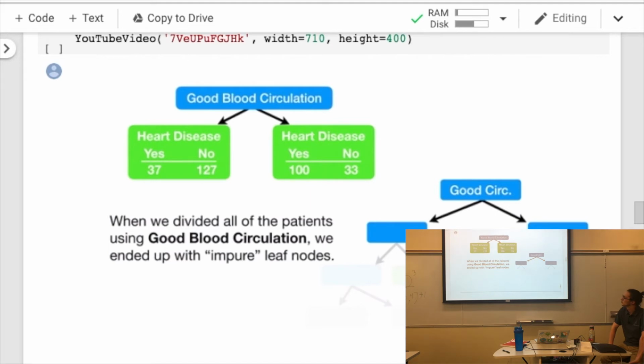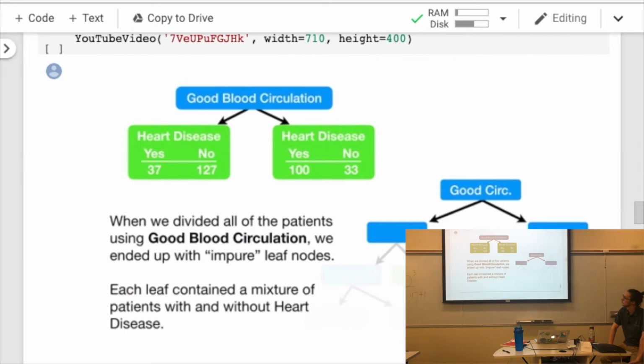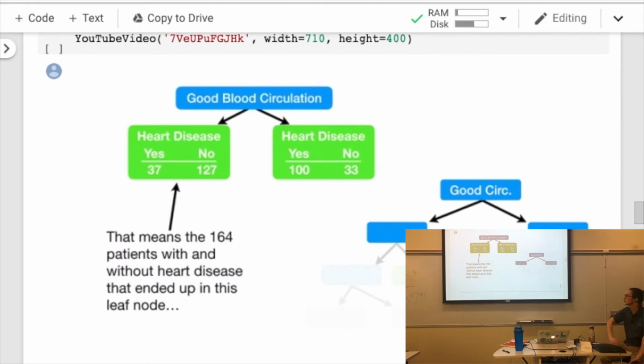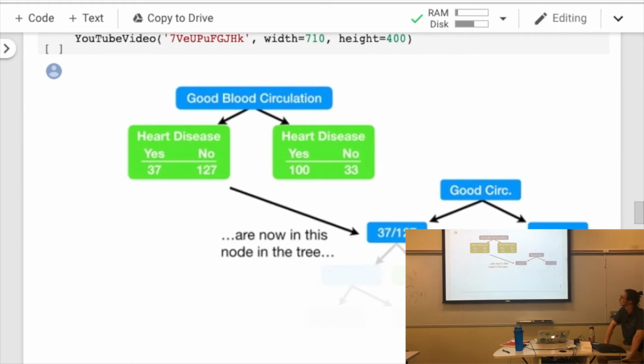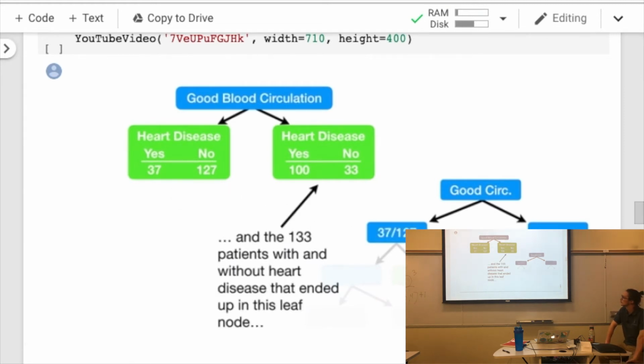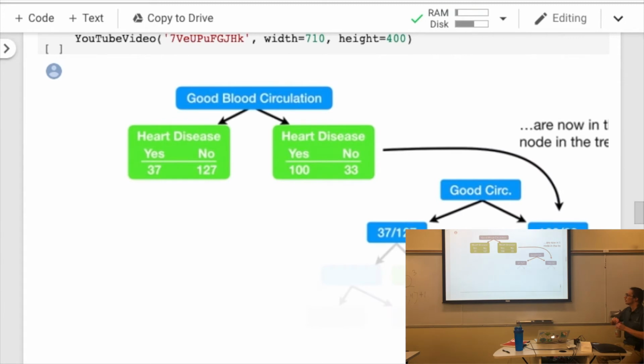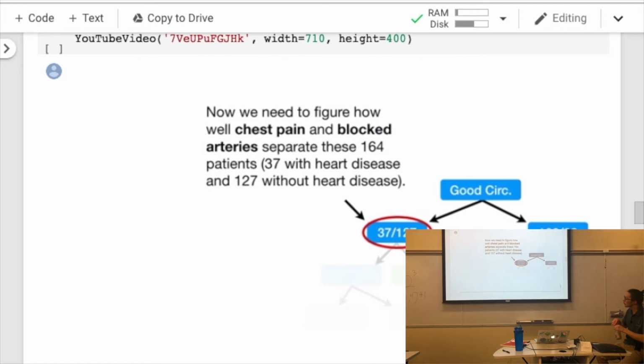Note, when we divided all of the patients using good blood circulation, we ended up with impure leaf nodes. That is to say, each leaf contained a mixture of patients with and without heart disease. That means the 164 patients with and without heart disease that ended up in this leaf node are now in this node in the tree. And the 133 patients with and without heart disease that ended up in this leaf node are now in this node in the tree.